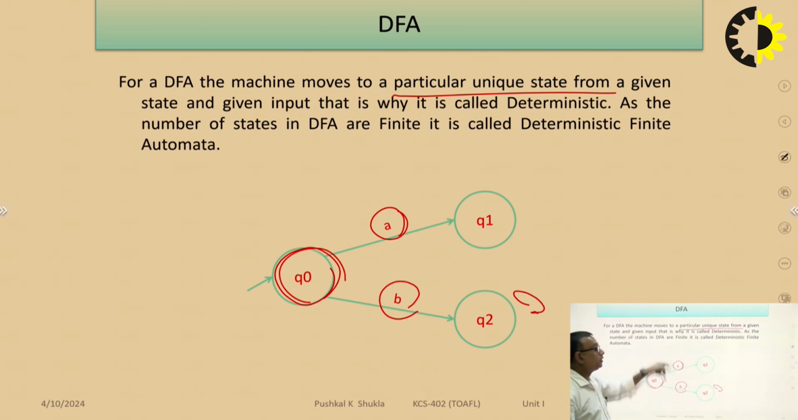So for a DFA, the machine moves to a particular unique state from a given state and a given input. That's why it is called deterministic. As the number of states is finite, it is called a deterministic finite automata.